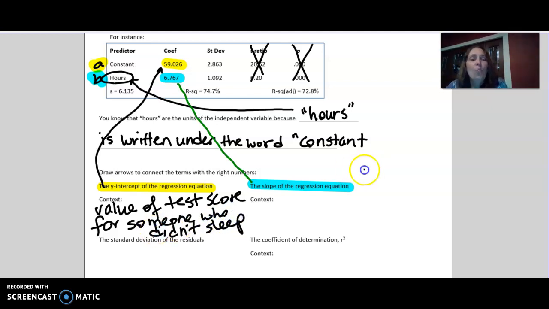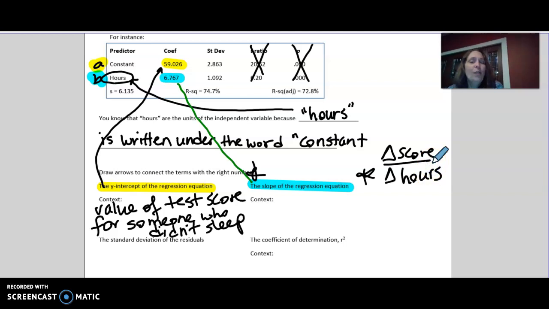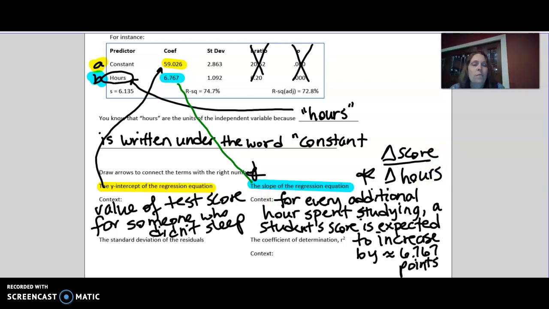The context of the slope, which, by the way, if I had to pick one, I'm going to guess this is what they would ask about. This is always so much more important than the y-intercept. And think about what slope means. It's your change in y over change in x. In this case, that would be change in score over change in hours spent studying. So in context, I would say this. For every additional hour spent studying, a student's score is expected to increase by approximately 6.767 points.